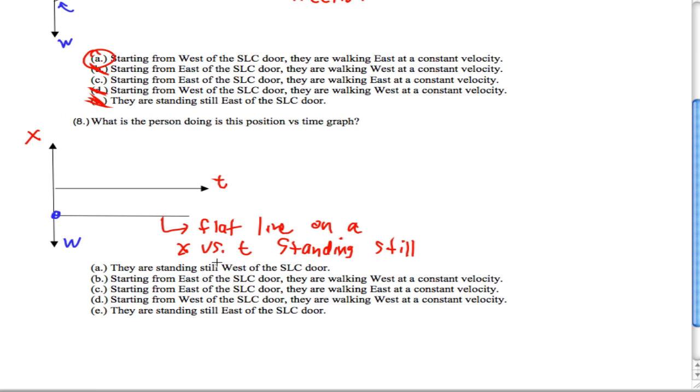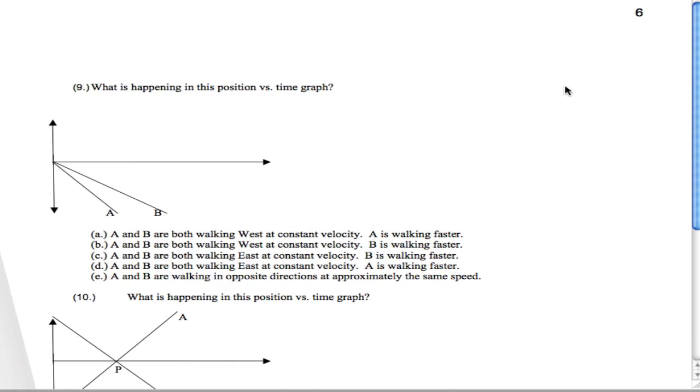So we need a standing still choice. That rules out B, C, and D. And again, it leaves us with choice A. Now, number 9, what's happening in this position time graph?